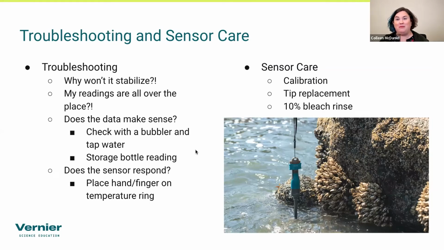Okay, so my busiest slide of the presentation, and this is probably where we're going to talk about the most. Troubleshooting processes. One of the questions I am always getting is, why won't my reading stabilize? It's going all over the place. And usually when somebody says going all over the place, it's going from like 8.5 to 8.0. That's okay. You're going to see some variability in the readings when you're taking a reading.